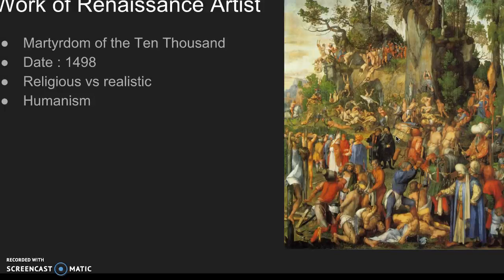And this was clearly a Northern Renaissance way of thinking and accurately depicts the artwork that was being produced at that time. So that's it.